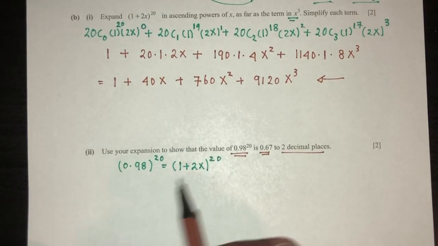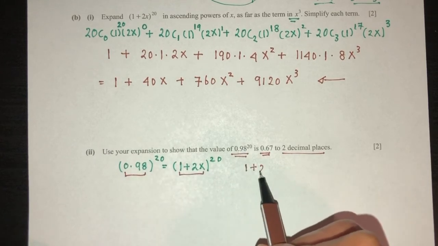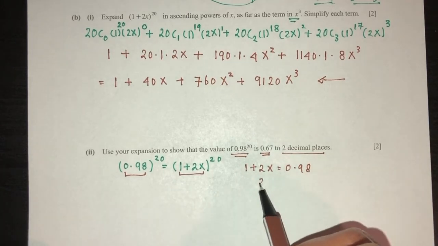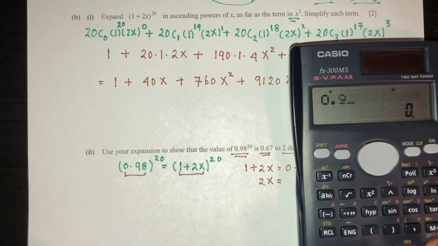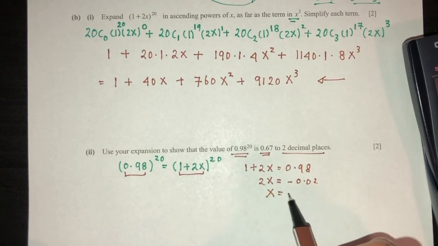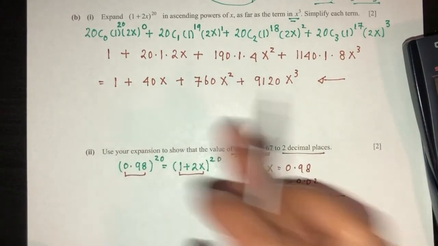So look at the inside. Let's find the value of x. So we have 1 plus 2x is equal to 0.98, which means 2x is equal to what? 0.98 minus 1. That will be minus 0.02. So x has to be minus 0.01. So we have to replace the value of x by this in this expansion.